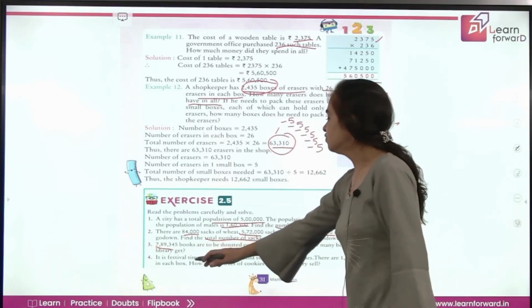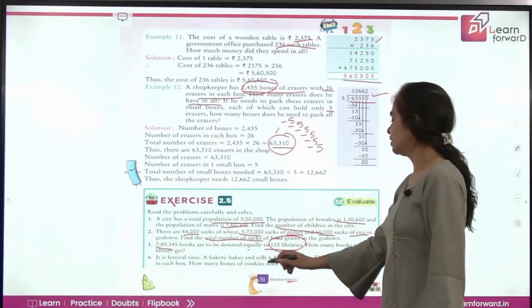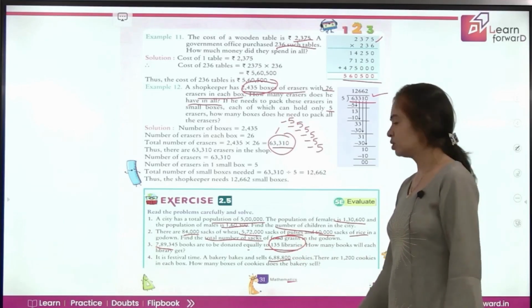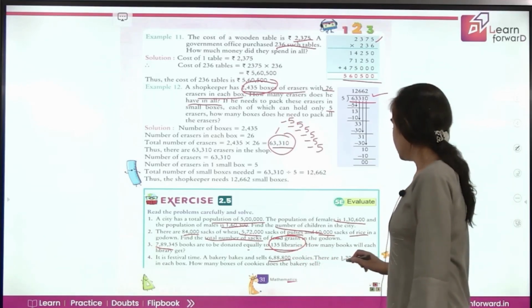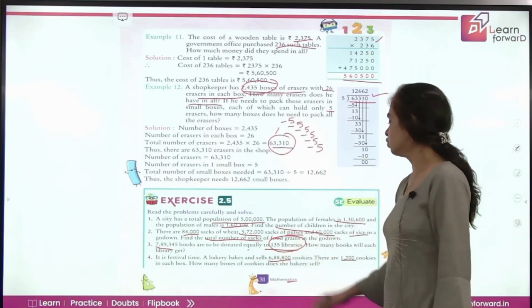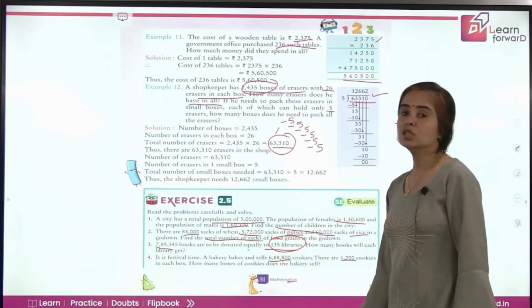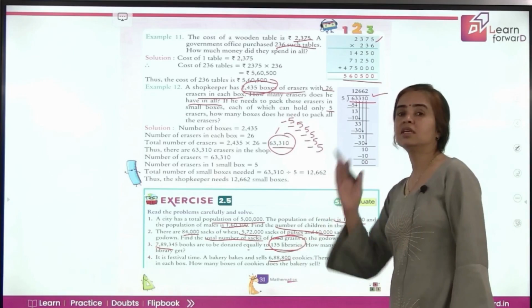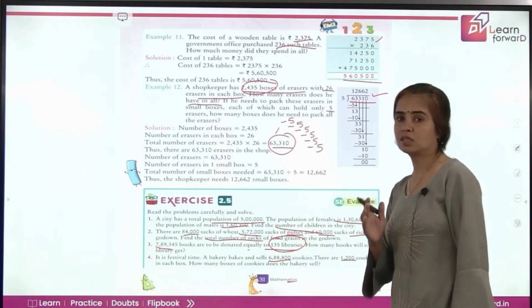Next, it is festival time. A bakery bakes and sells 6,88,800 cookies. There are 1,200 cookies in each box. How many boxes of cookies does the bakery sell? So it's not about selling the cookies, it is about selling the boxes of cookies.